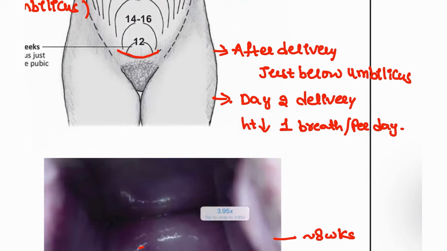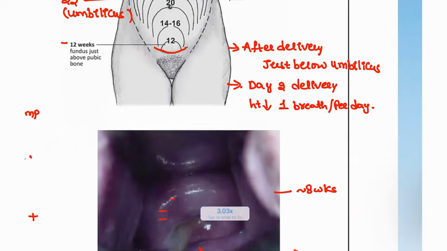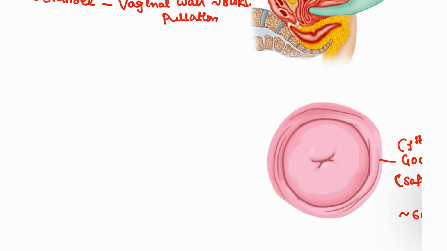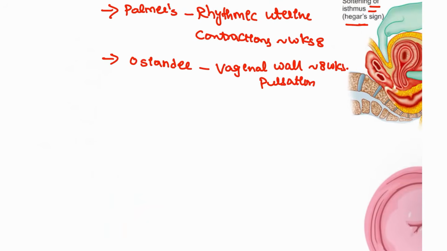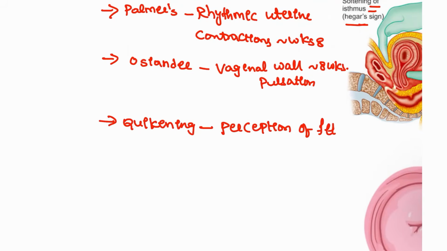All right, next, another sign is the quickening. What does quickening mean, guys? Quickening is the perception of the fetal movement. The mother perceives the fetal movements, especially in the second trimester, around 18 to 20 weeks. The mother is going to feel this.